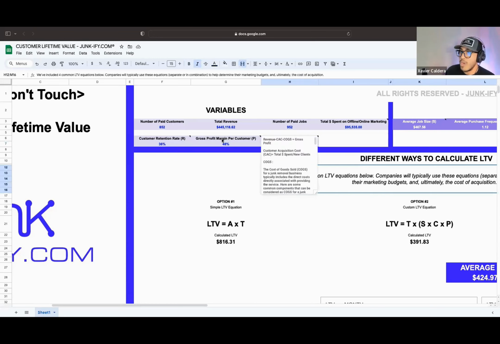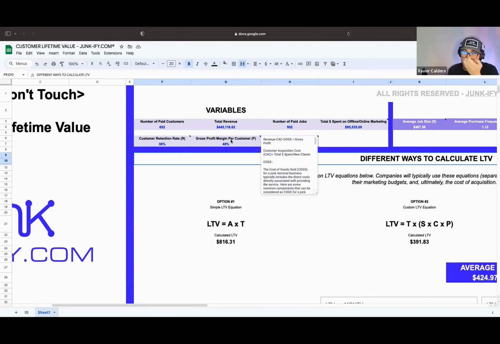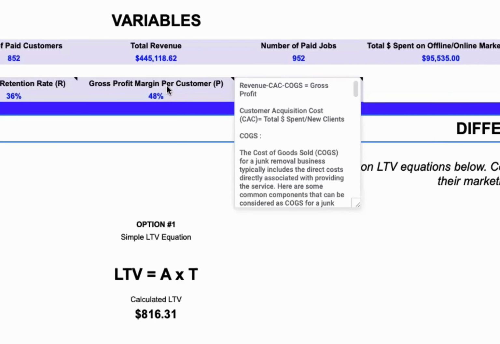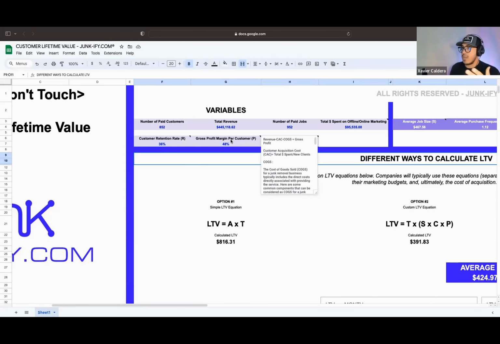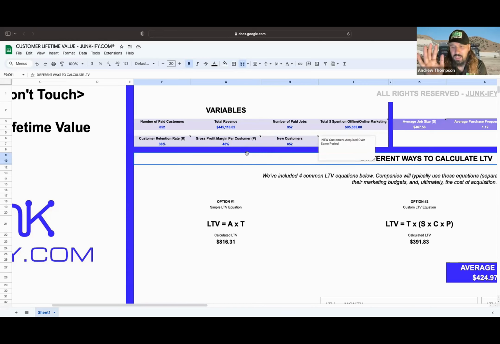So then you have the gross profit margin per customer. I'm not going to go into these, but I can tell you how to calculate it. Basically, you take into consideration revenue, CAC, COGS, and then you have your gross profit margin. If you don't know how to calculate CAC, COGS, and revenue, that's something you need to find out. We'll save that for another video, guys. Maybe I'll do another video with Xavier from Junkify, but yes, continue.